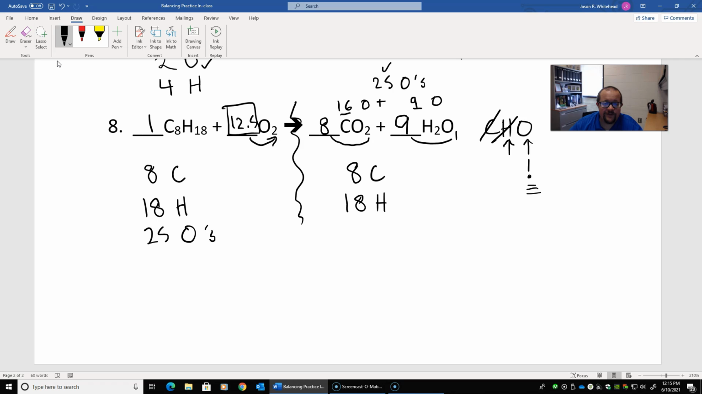Now, I can't have a decimal place here, so I need to multiply that 0.5 by 2. So I'm going to multiply everything by 2 for my coefficients. 2 times 1 is going to give me 2. 2 times 12.5 gives me 25. 2 times 8 gives me 16. And 2 times 9 gives me 18. So my final set of coefficients are 2, 25, 16, and 18. Those are as low as we can reduce those. Can't reduce any further. We got whole numbers.